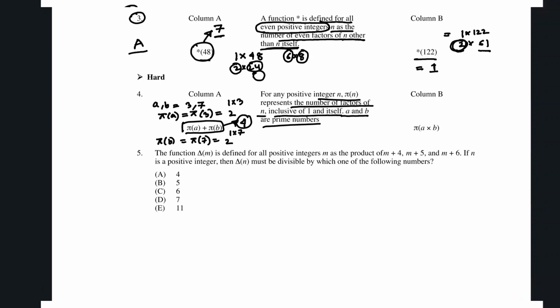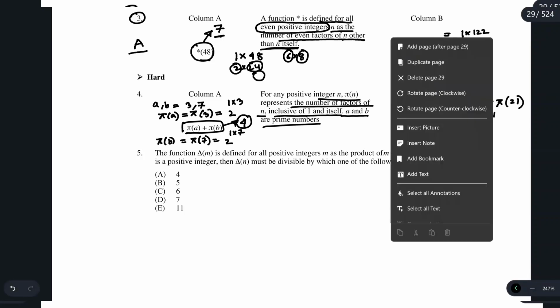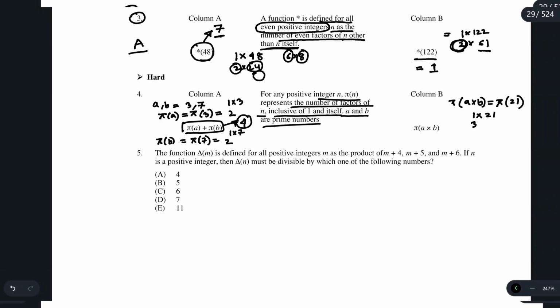Now let's look at column B. We have pi of a multiplied by b, which is pi of 3 multiplied by 7, which is pi of 21. Pi of 21 should be the number of factors of 21, including 1 and 21 itself. If we derive the factors of 21, it is 1 multiplied by 21, and also 3 multiplied by 7, so there are 4 factors. So pi of a multiplied by b is also 4. We have the same value, so the answer for question 4 should be C, since we have the same value for column A and B.